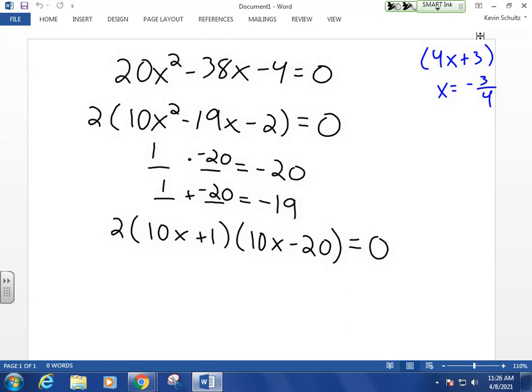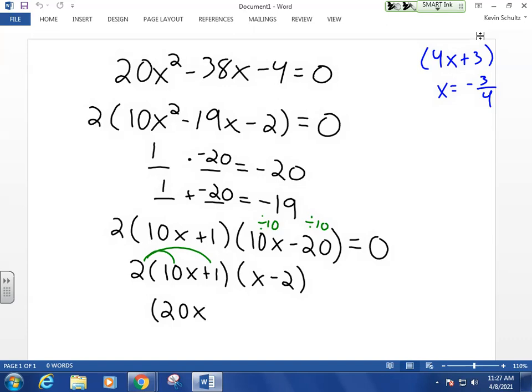Now we simplify one or both of the parentheses. We can divide this one by 10 and by 10. So that gives us 2 times 10x plus 1. And this one becomes x minus 2. I like that. And our final step, distribute the 2 into our parentheses here, just that first set. And so our final factored form, we have 20x plus 2 and x minus 2.